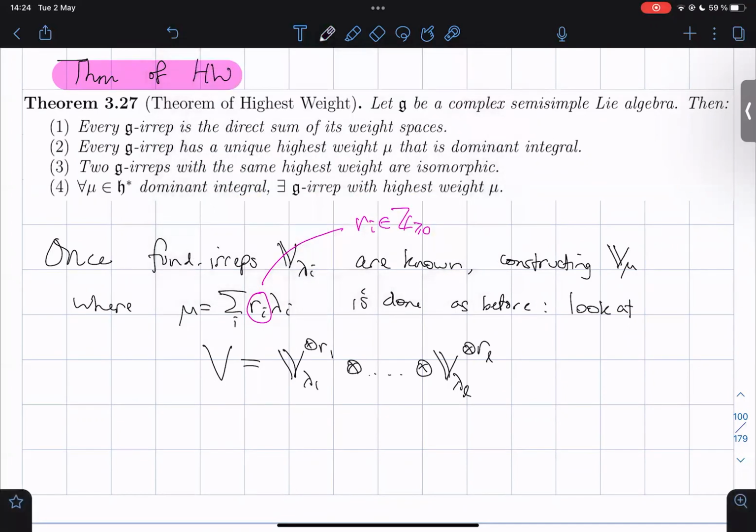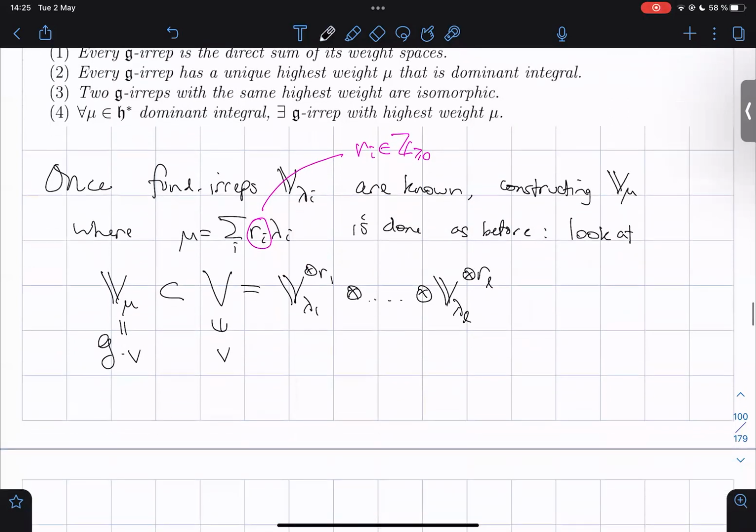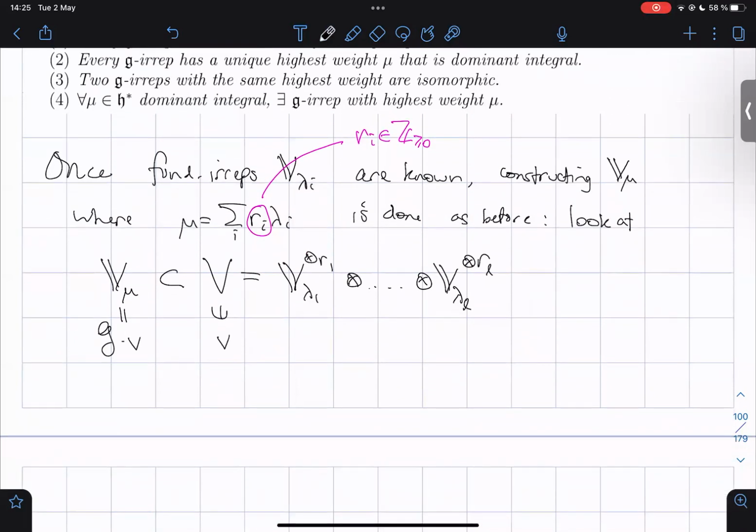I'm going to look inside there for the highest weight part sitting inside, and then use that to generate this representation. So you take a highest weight vector, and then we act with G on that highest weight vector to generate this representation. The question boils down to understanding what these fundamental irreps are.